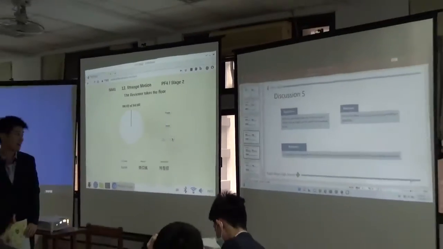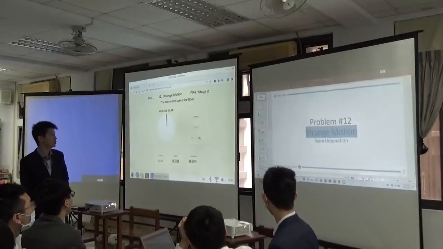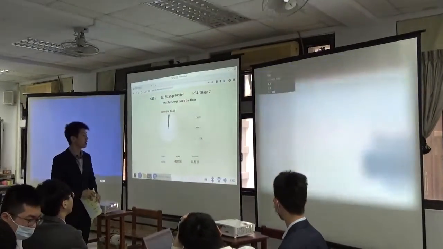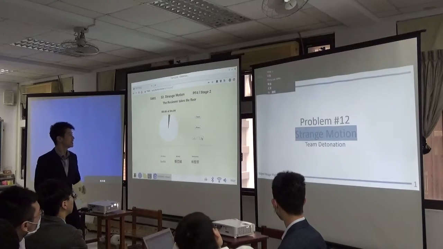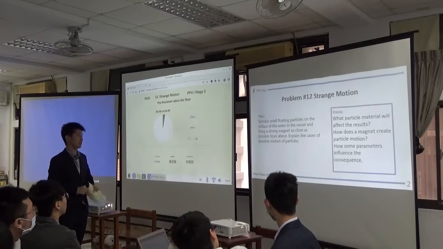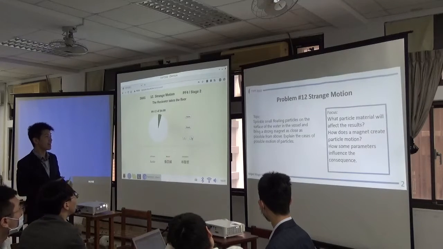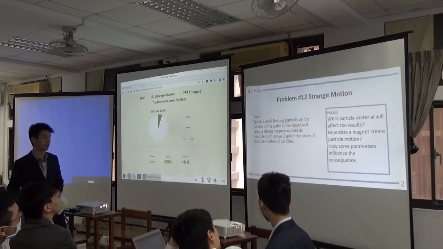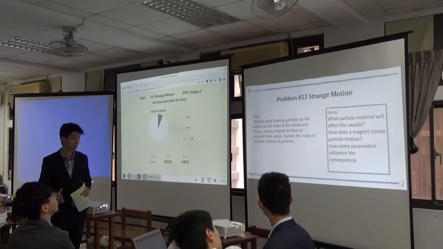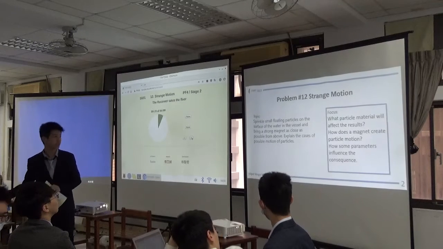Judges, and we're the opponent. I'm the reviewer from Team Detonation. Today I'm here to review the problem of the strange motion. So first is the topic and their focus. So we believe the focus should be what particle material will affect the results, and how does the magnet create particle motion. Additionally, how some parameters influence the consequences.